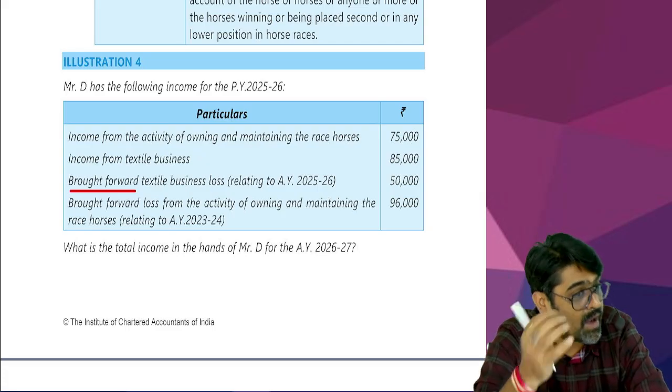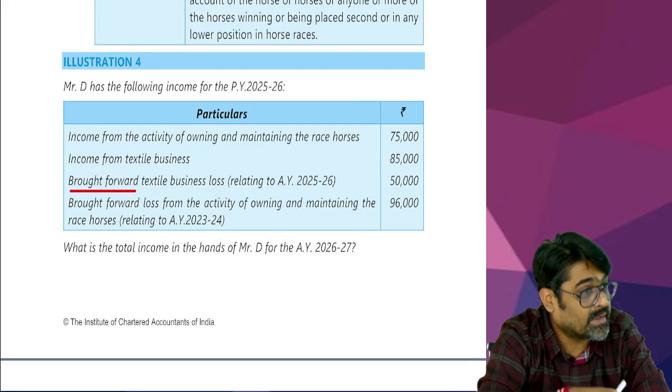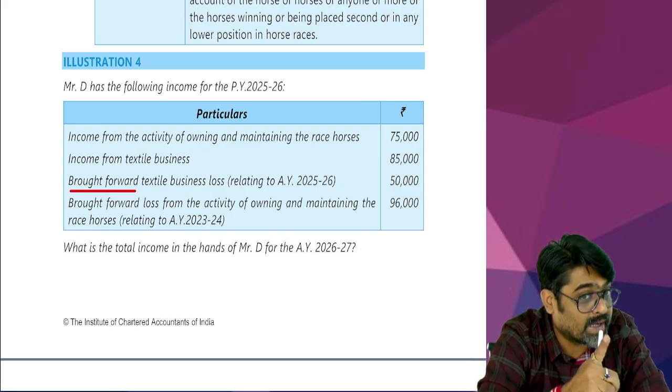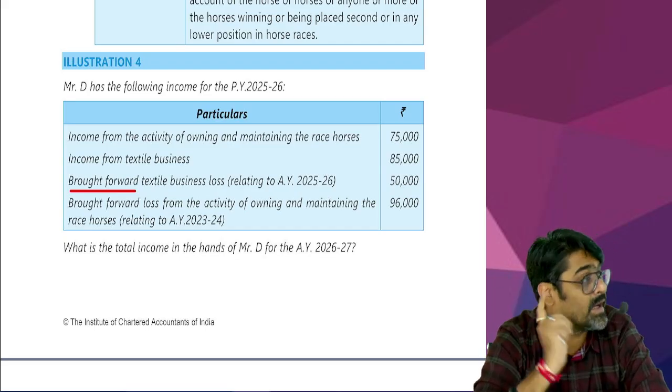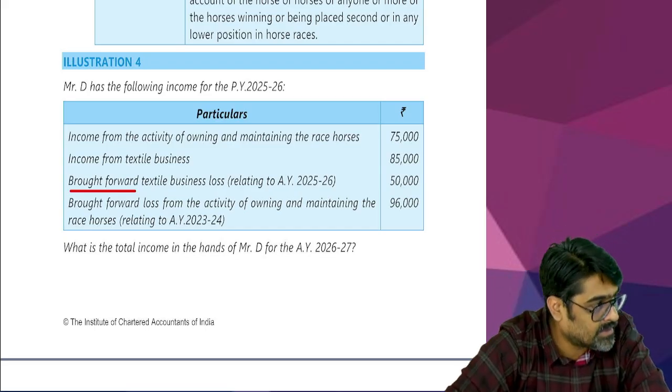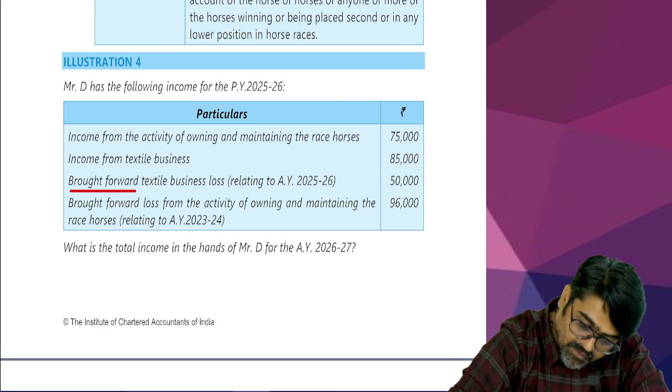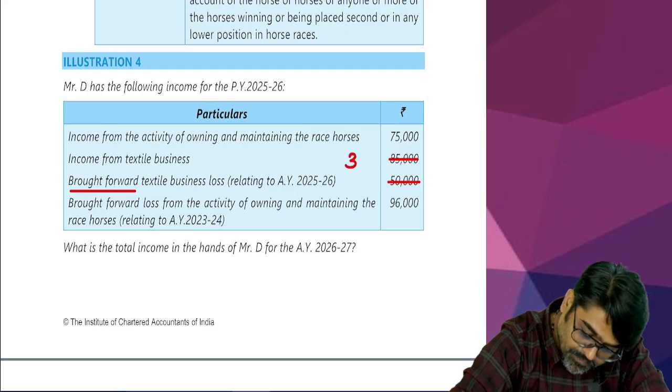business loss after carry forward. In this year, it will be set off only against business income of this year, against no other income. Do you have any business income in this year? Yes. Against that 85,000, you can set off this 50,000. So how much loss, how much gain will remain? How much income will remain?